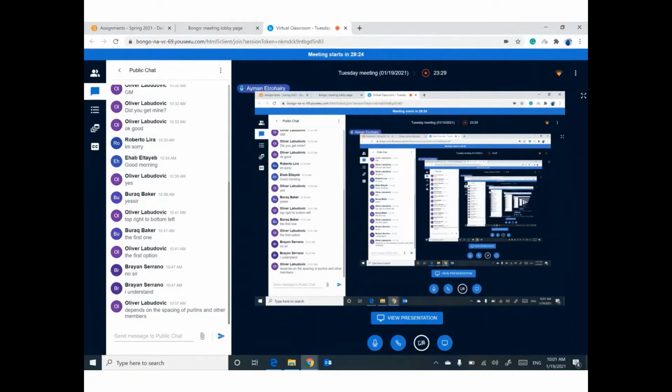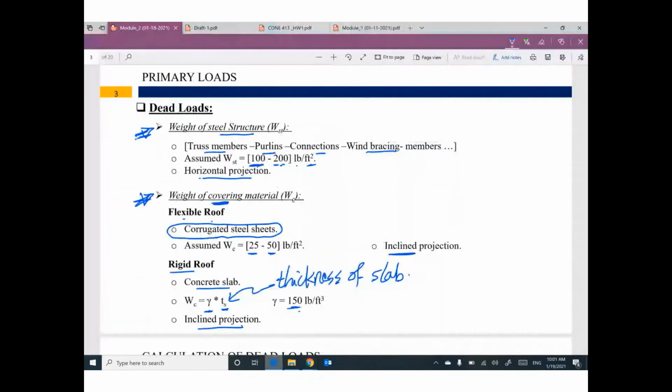Thank you, Oliver. Good answer. Guys, do you remember I told you before the spacing range between main systems, something between 15 to 30 feet. If you decide to use the minimum spacing 15, that means we have many main systems. We have many trusses. We have a lot of weight. So I'm gonna assume the weight is 200.